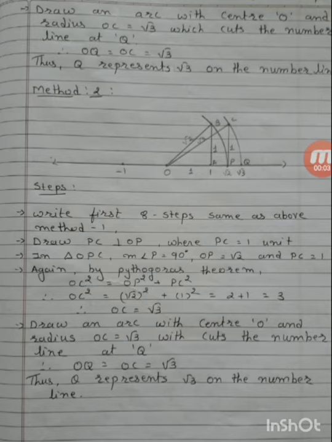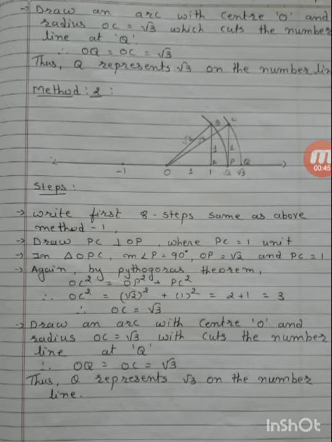Method number 2. In method number 2, we first locate root 2 on the number line. Means the first 8 steps are the same as in method 1. First of all we locate root 2 on the number line and then we do the further steps. Here you can see the point P, which we located on the number line as root 2.